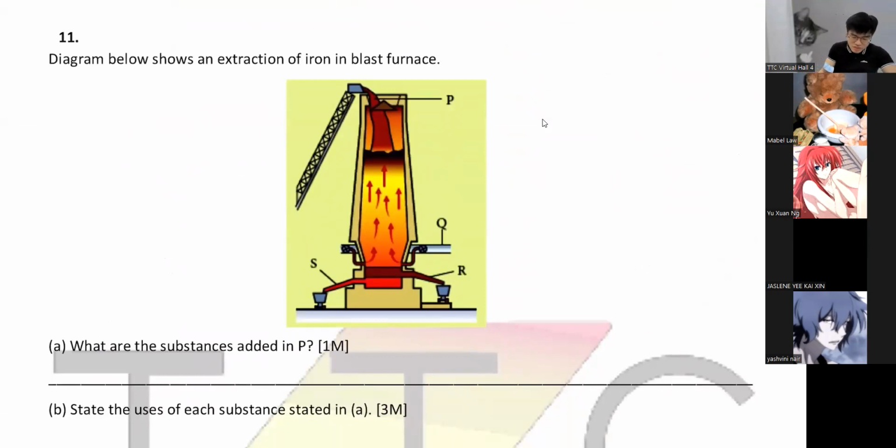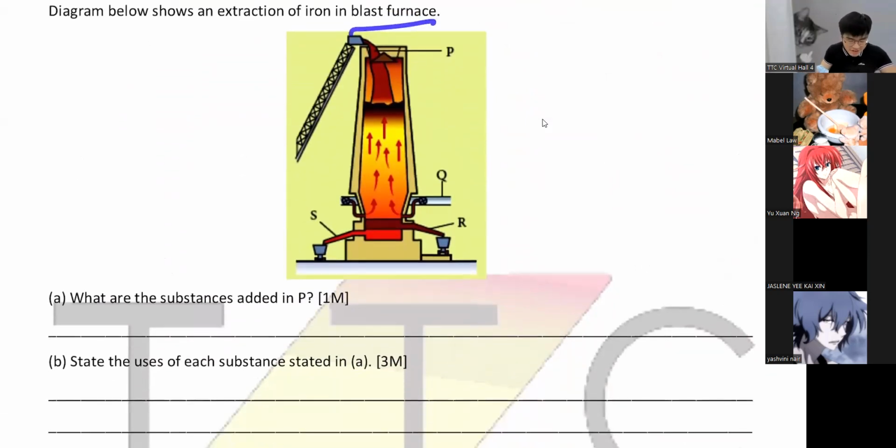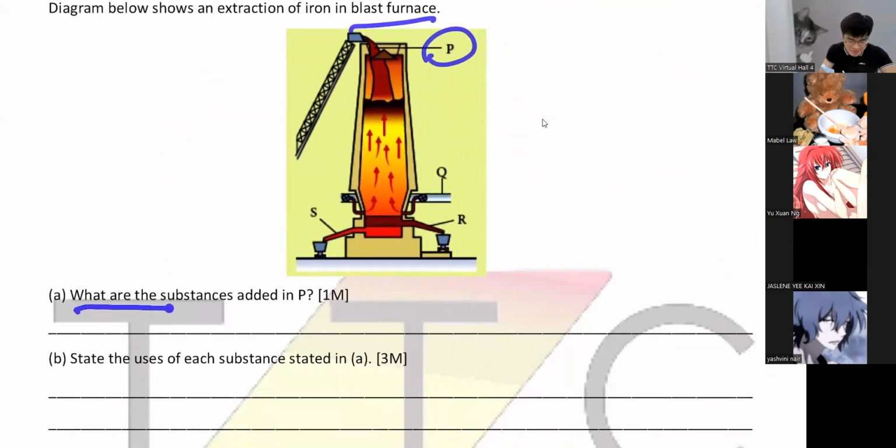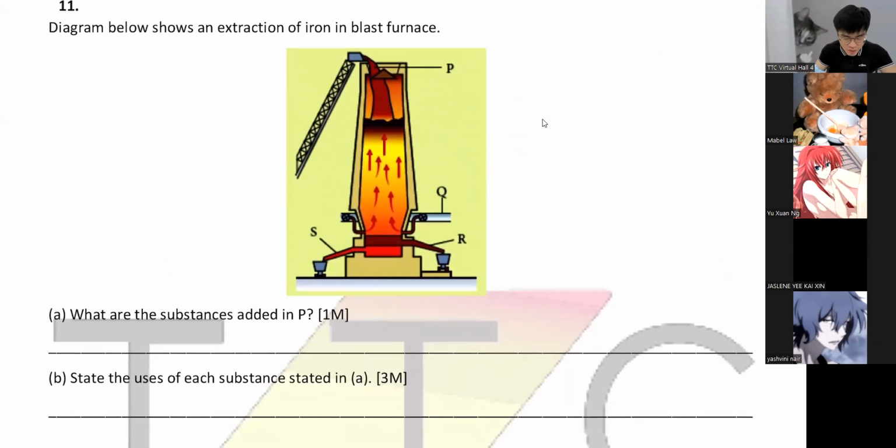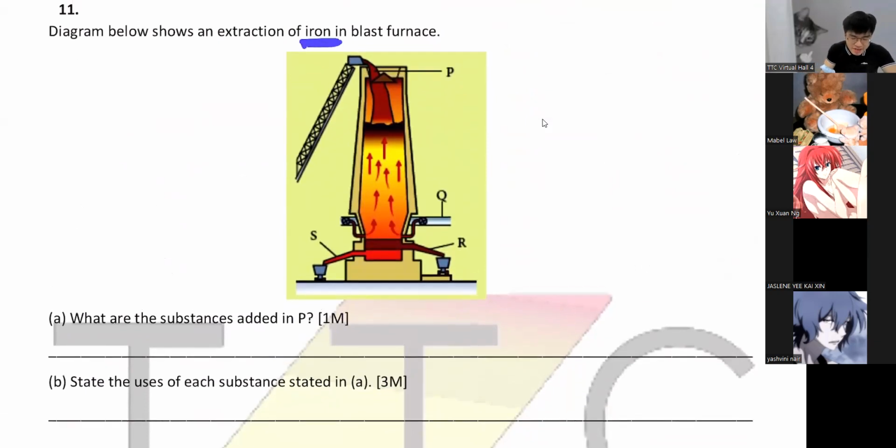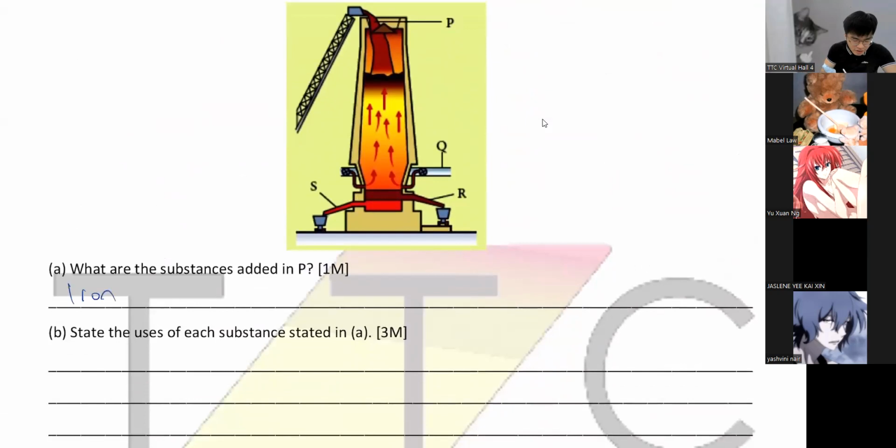Let's look at question 11. Oh, this is our blast furnace. Hey, Minecraft, guys. So, P here. What are substances added in P? In P here, you add 3 things. What do we add? Since you are trying to extract iron, we are going to add iron ore. Because you get iron from iron ore. Iron ore is the natural form. But we don't want that. We only want iron. So this is the raw material. If you want to say iron oxide also can. But I'll write iron ore lah, biji besi.